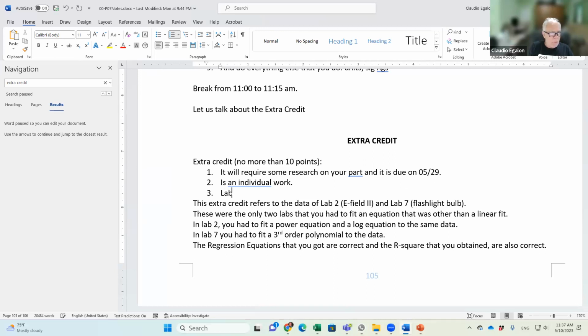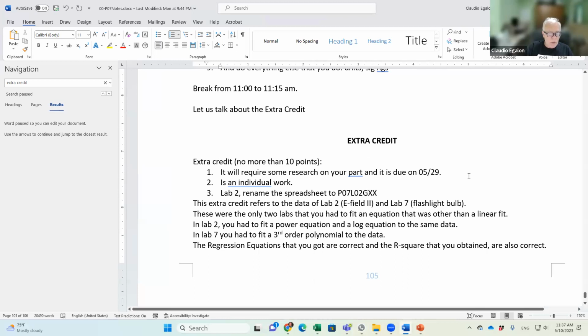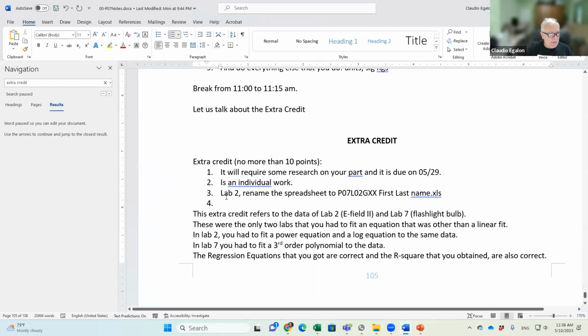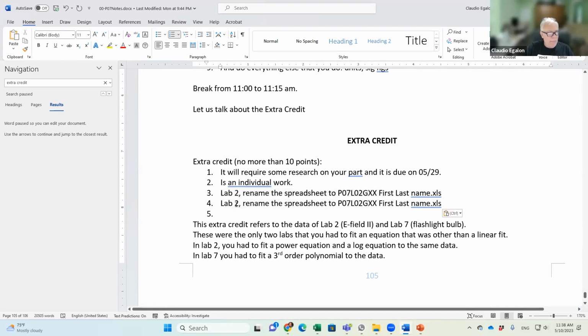Okay, lab 2, right? So you're going to rename the spreadsheet to, you know, P07 L02, right? Group, whatever it is, but then you put your first and last name, so I know who you are. XL, right? XLS, I guess. Make sense? That's L2, lab 2. You do the same with lab 7. Lab 7, and name your spreadsheet to first and last name.